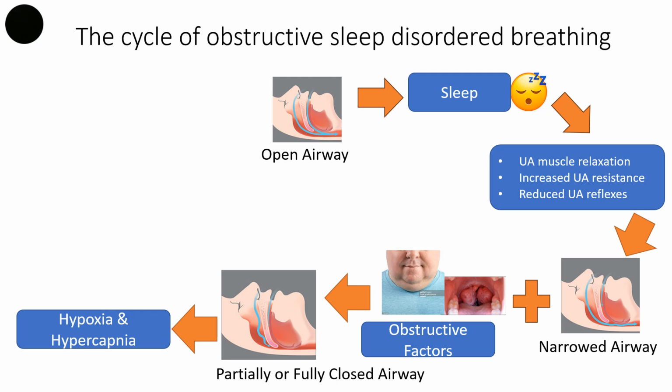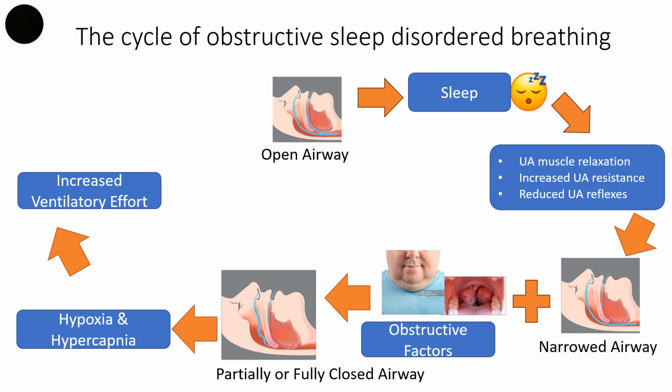Now our brain senses these two gases, and that makes you try harder to breathe, so what we call an increased ventilatory effort. So this is going to send stronger and stronger signals for you to move your diaphragm and your chest to try and increase that space and draw air into your lungs. But because that airway is blocked, this still doesn't work.